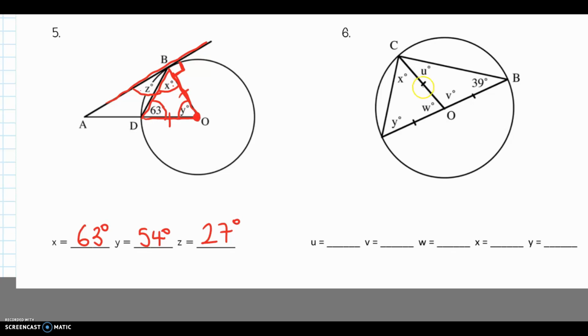Okay, C, again, they've marked in for you that these are all the same length. So in this triangle, OBC, if these two are the same, that's 39, U's also 39 degrees. And then you can get V by doing 39 add 39 is 78, take away from 180 is 102 degrees. And then these two are on a straight line, so if V is 102, W must be 78 degrees. And if these are the same length, these two angles are the same. 180 take away 78 is 102, divide that by 2, each one must be 51 degrees.